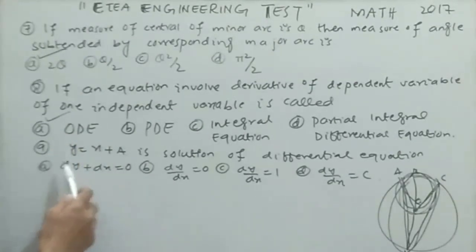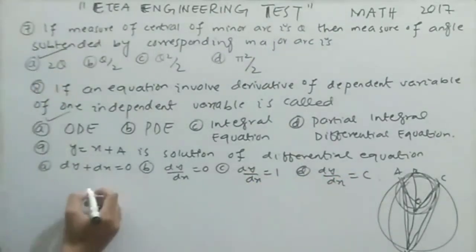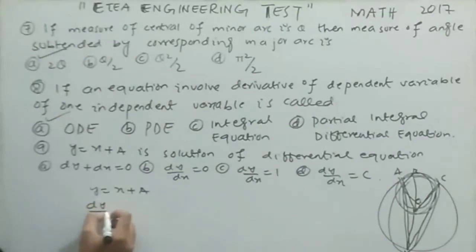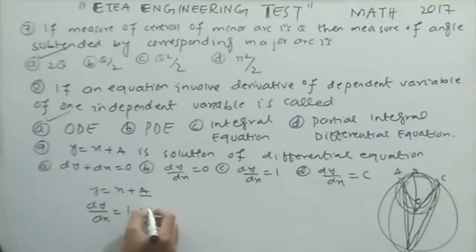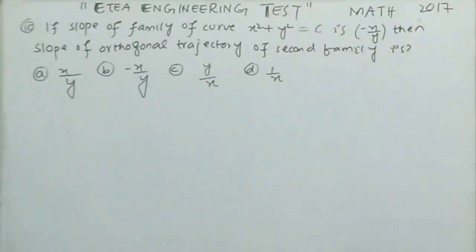And MCQ number 9 tells that y is equal to x plus a is the solution of a differential equation. So taking y is equal to x plus a, now take the derivative of both sides with respect to x. So on this side we are left with dy by dx, and the derivative of x with respect to x is 1, and as a constant, its derivative is 0. So it means that dy by dx is equal to 1 is the solution. So the correct option is option number C. Now move to the next MCQ.